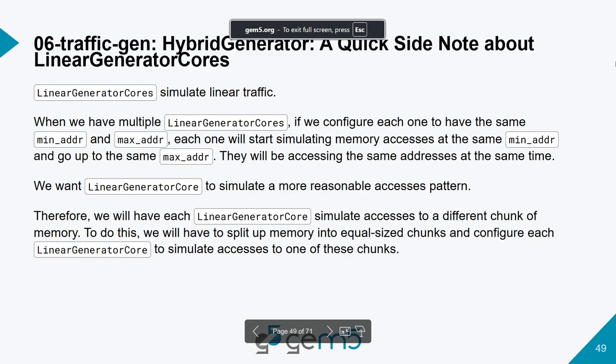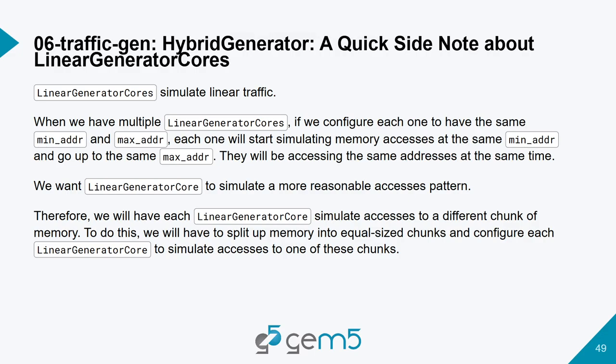A quick aside about linear generator cores. If you remember, linear generator cores simulate linear traffic. If we have multiple linear generator cores, and each one is configured with the same min address and the same max address, then each one will start simulating memory accesses at the same min address and same max address. Or in other words, each one will be accessing the same addresses at the same time. This is not wrong, but if we want linear generator cores to simulate a more reasonable access pattern, we will need to have linear generator cores accessing different chunks of memory. So to do this, we will split up memory into equal-sized chunks and configure each linear generator core to simulate accesses to one of these chunks.